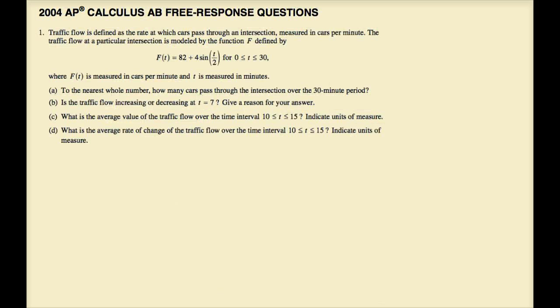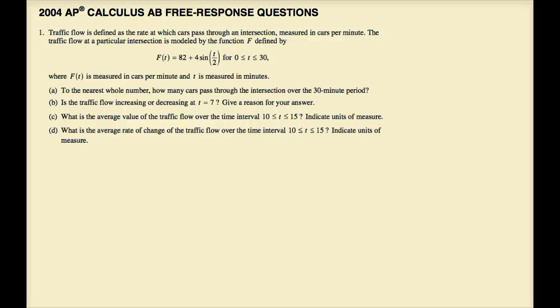Here's another example from the 2004 exam. This question is on the calculator allowed section of the exam. Traffic flow is defined as the rate at which cars pass through an intersection measured in cars per minute.